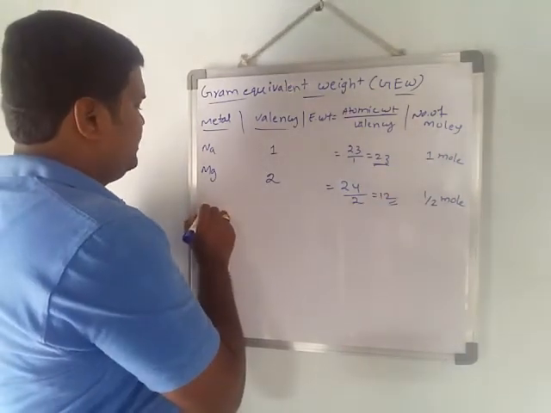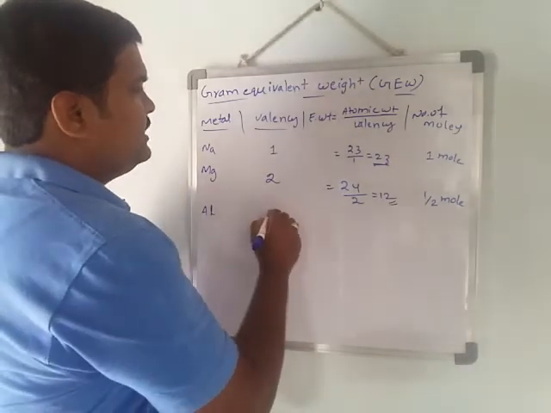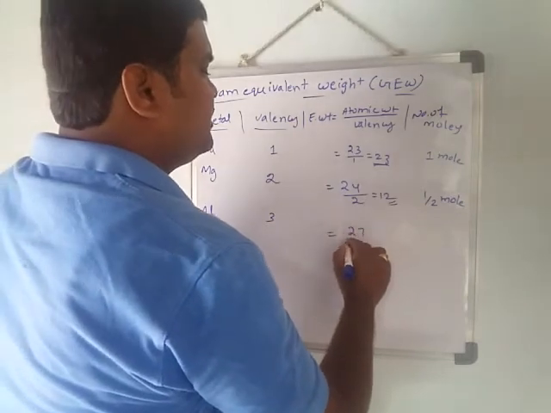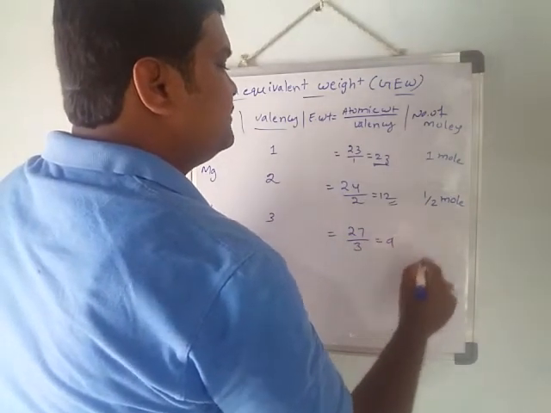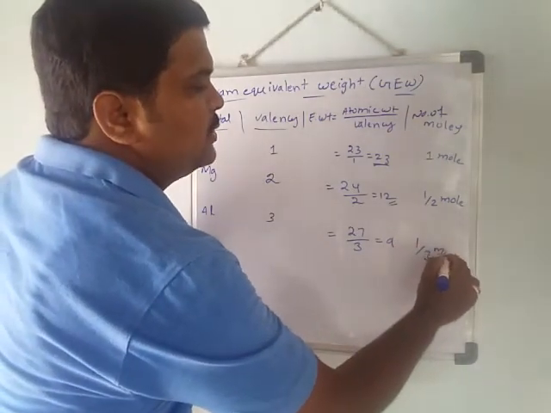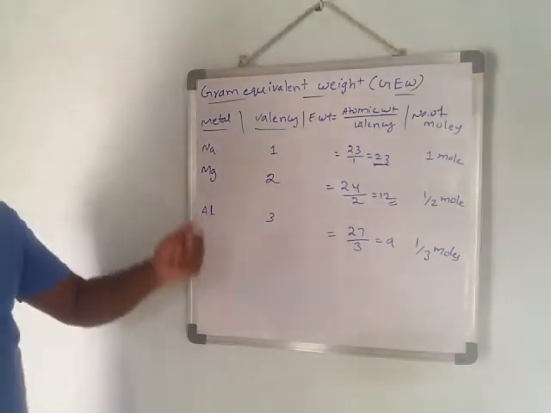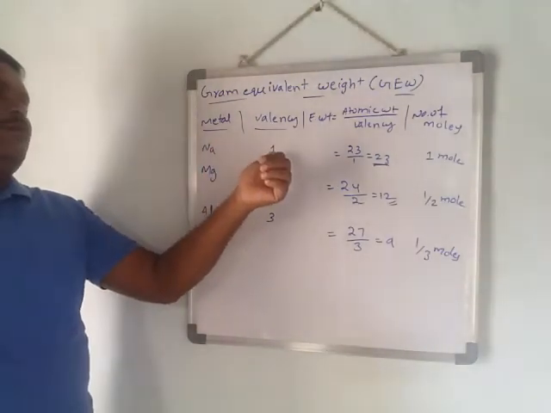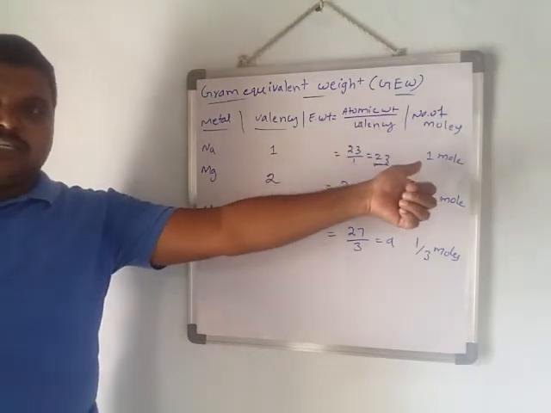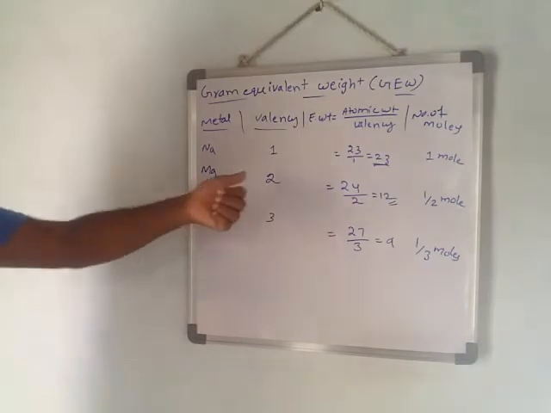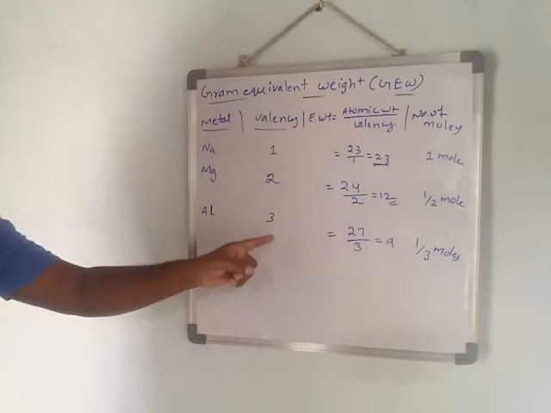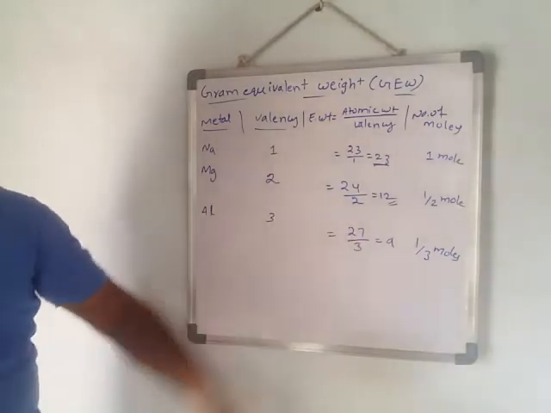Suppose you take aluminium, which has valency 3, so 27 atomic weight by 3 is 9. Yes or no? That is 1 by 3 moles. Is it clear? I think you are able to understand clearly. Sodium, valency 1, atomic weight 23 by 1, that is equal to 23. Next, magnesium, 2, that is 24 by 2, equal to 12, half mole. Aluminium, 3, 27 by 3 is 9, 1 by 3 moles.